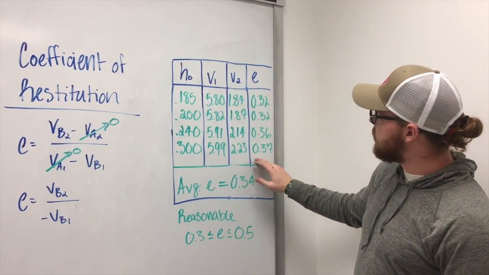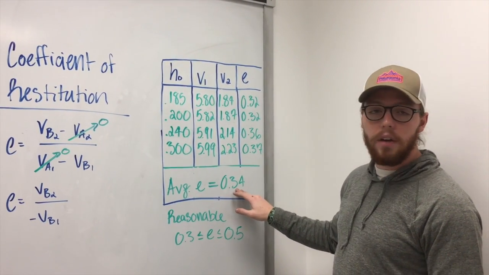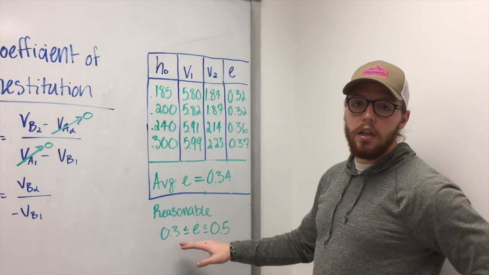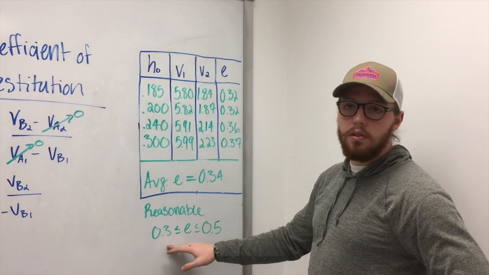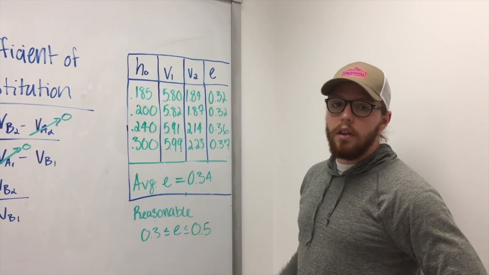And then we have coefficients of restitution for all 4 varying heights, and then we averaged those out, and we got a value of 0.34. This fits very well within our range when we researched average drum head coefficients of restitution. They were supposed to fall between 0.3 and 0.5, so our value fit in there very nicely.